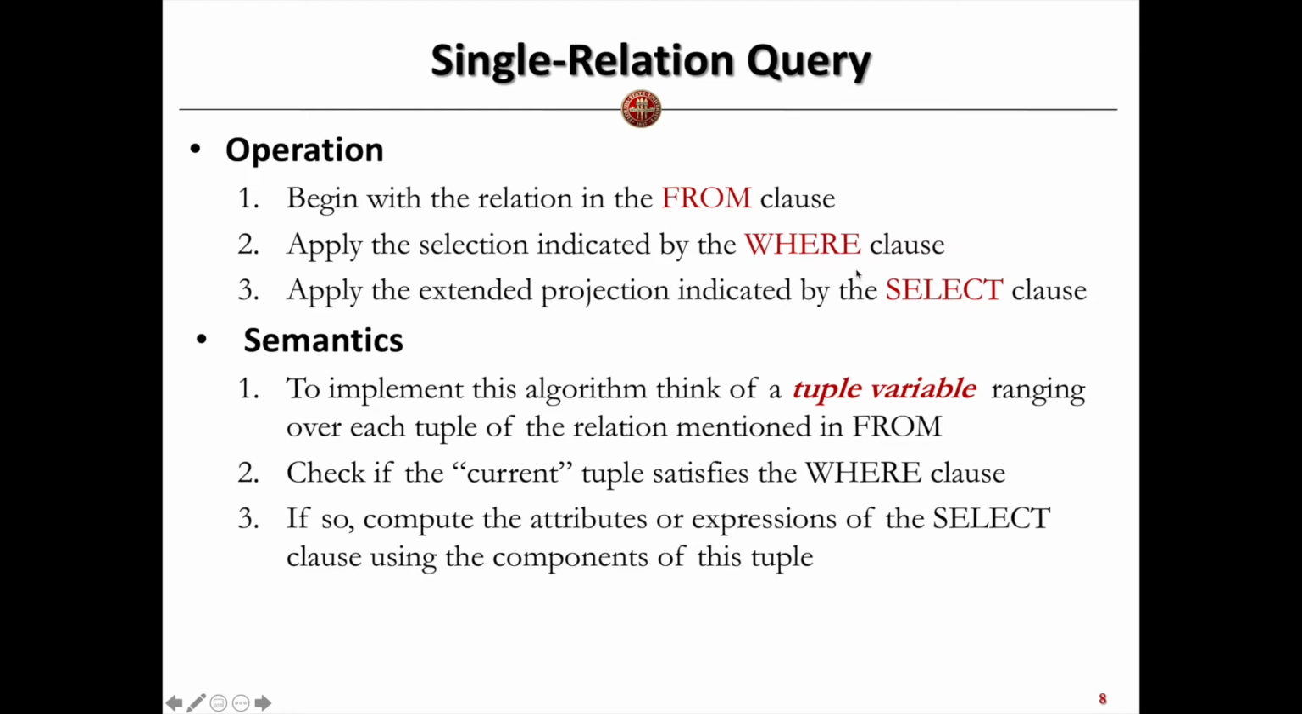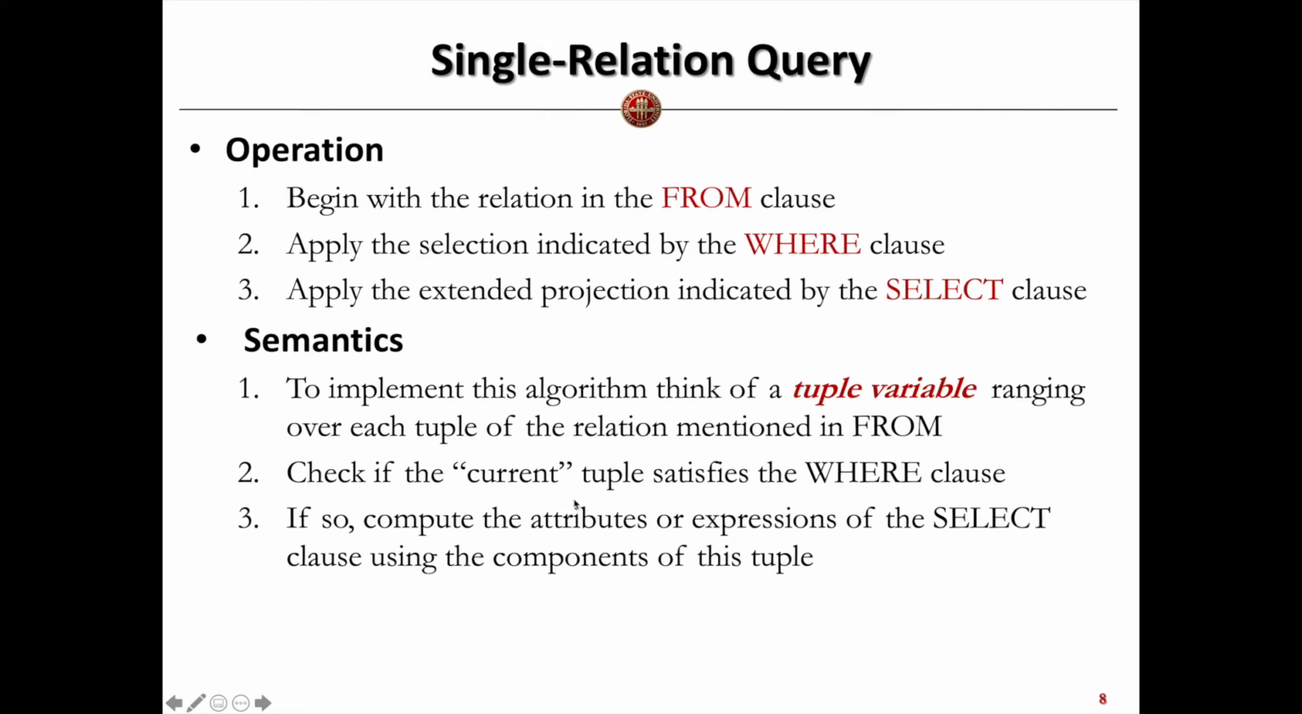Based on the condition we have, we can go over all the rows, checking one by one to see if the condition holds or not. And then we can apply the extended projection indicated by the select clause, and return the desired attributes as a result for the query. So the semantics of these select from where statements is like implementing an algorithm with a tuple variable ranging over all the tuples of the relation mentioned in the from clause.